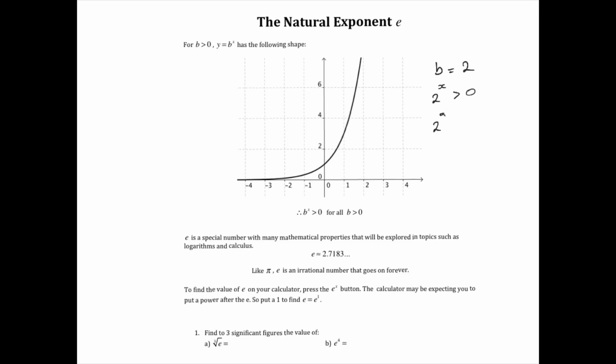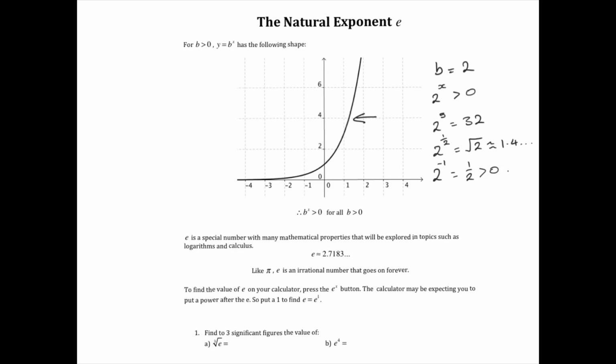2 to the 5 is 32, that's bigger than 0. 2 to the half is root 2, that's about 1.4 and so on, that's bigger than 0. 2 to the negative 1 is a half, which is still bigger than 0. So any positive number to any power of x is still bigger than 0, which is why this curve here is always above the x-axis.